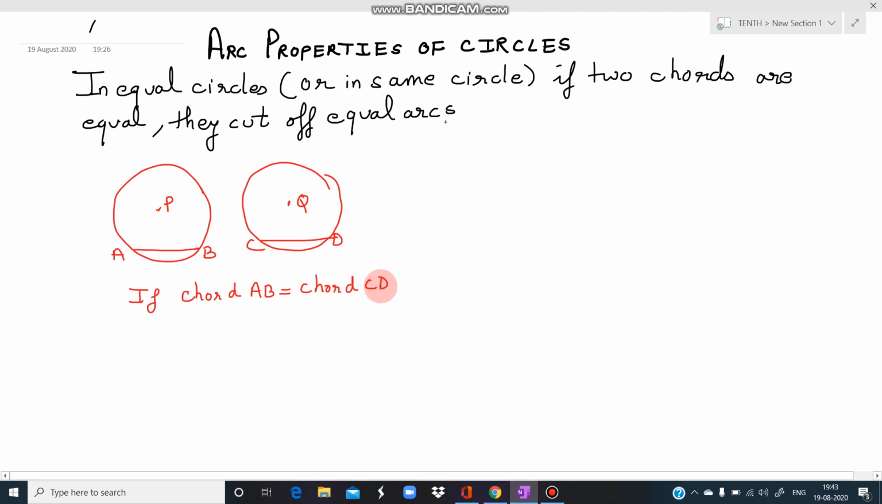अब ये जो word chord है, इसको लिखना compulsory नहीं है. I can also write this way, that if AB is equal to CD, अगर chords equal हैं तो उनसे जो arc बनता है वो भी equal होगा. So this implies that arc AB, it will be equal to the arc CD.